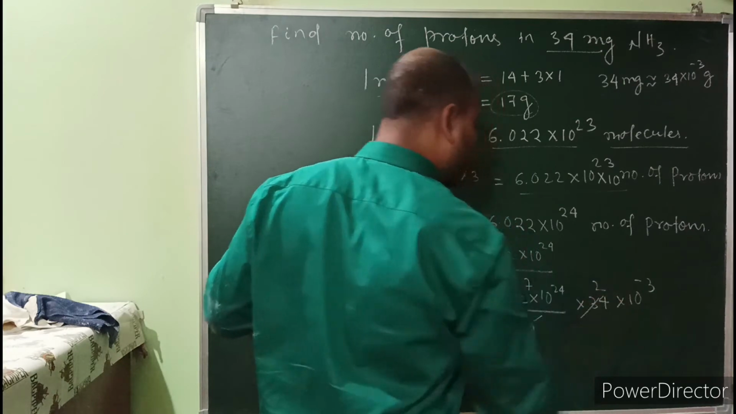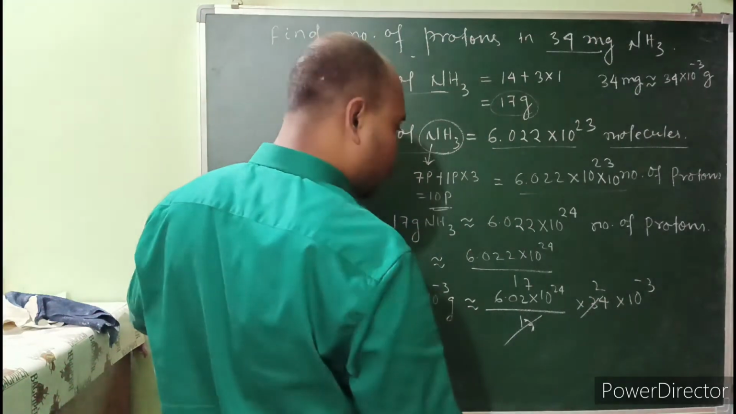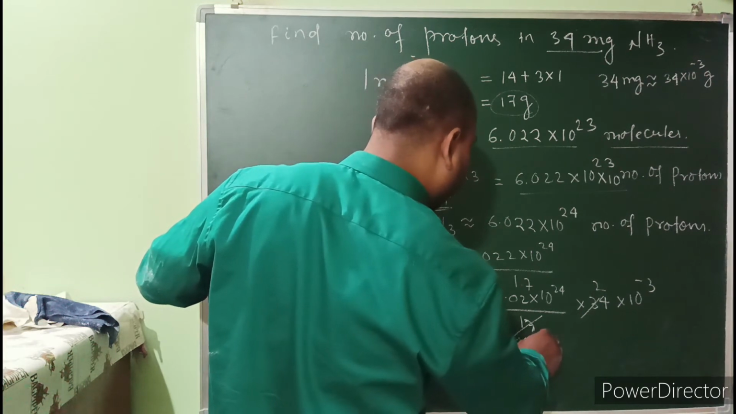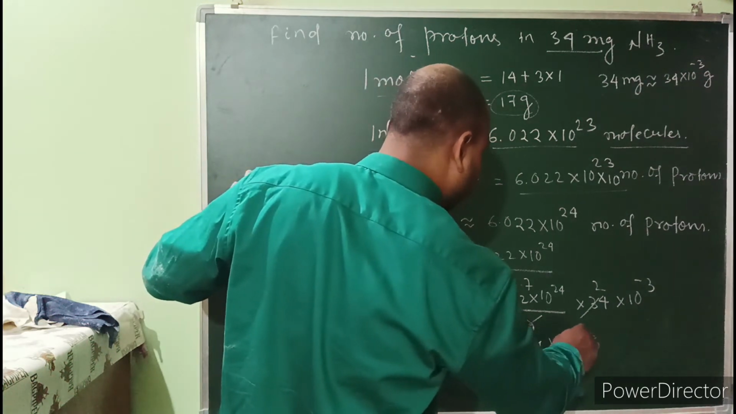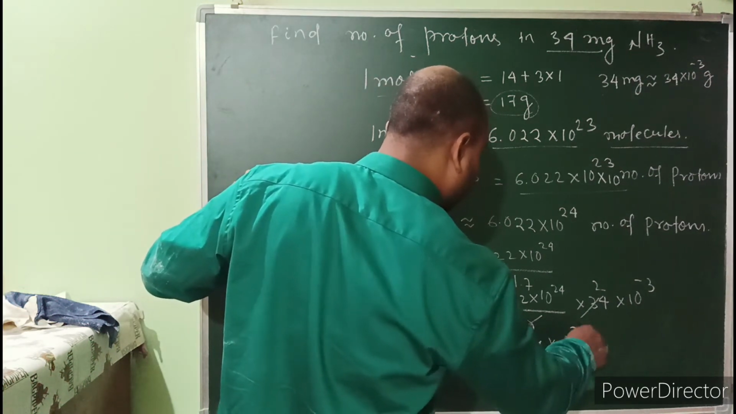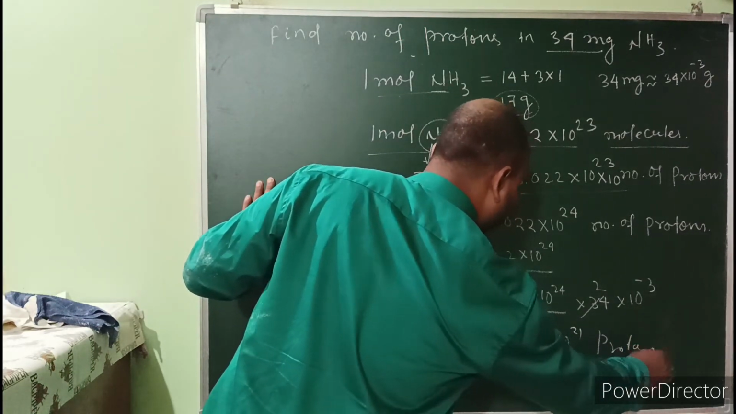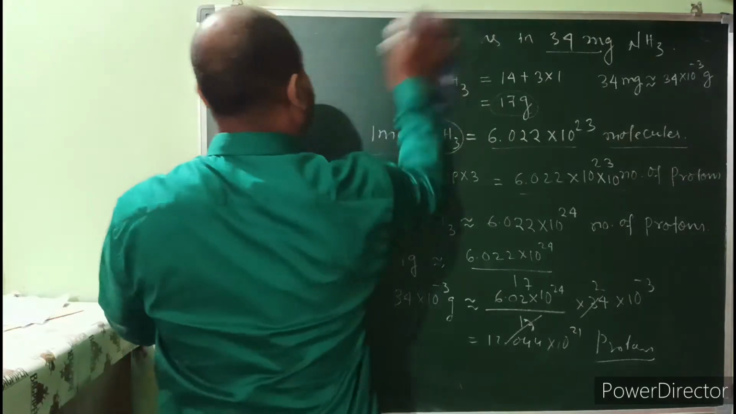17 goes into 34 twice. Solving, it will be 12.044 into 10 to the power 21 protons. This is our answer.